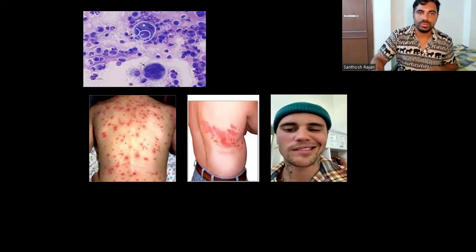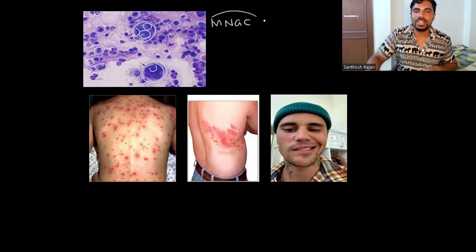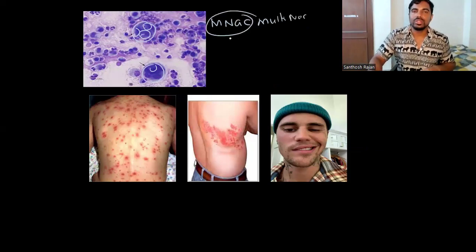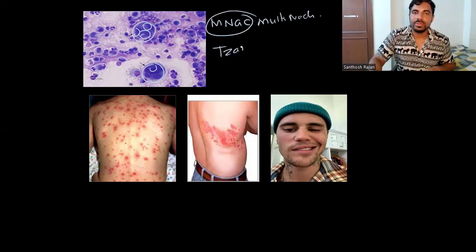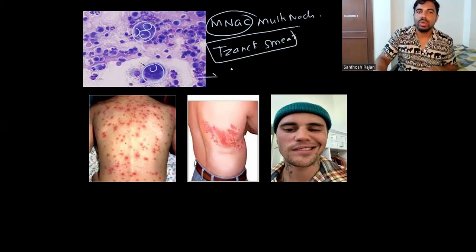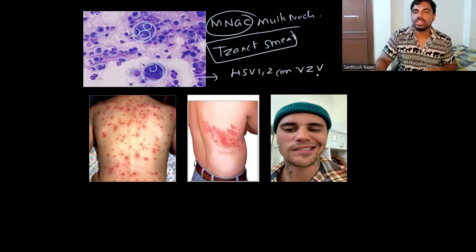You have a giant cell that is called multi-nucleated giant cell, MNGC. So this is what smear? Tzanck smear. They stain it with Giemsa, and then you see this one. So this is usually seen in herpes simplex virus 1, 2, or it can be varicella zoster virus also. In all 3 you can see it.